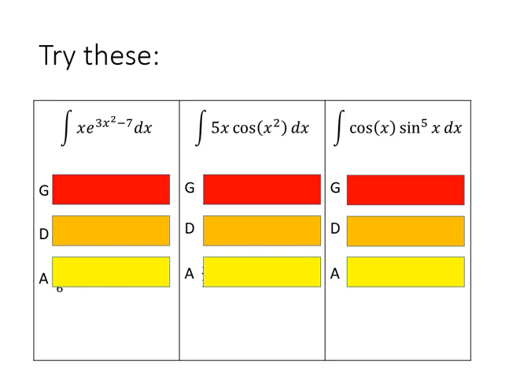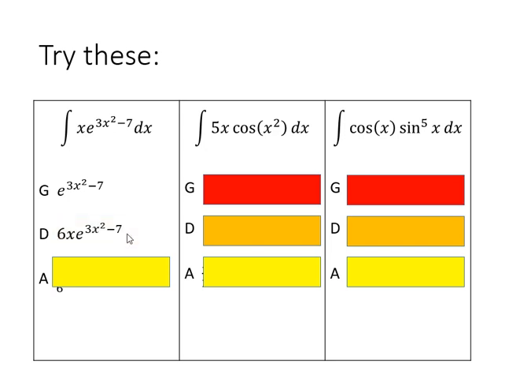Okay, so first one, very similar to our original example, but this time 3x squared minus 7, so our guess is just going to be the exponential part. When we differentiate it, it will have 6x coming down to the front. We can see that that's 6 times too much, so we need to put a 6th in front of our guess and then add our constant.